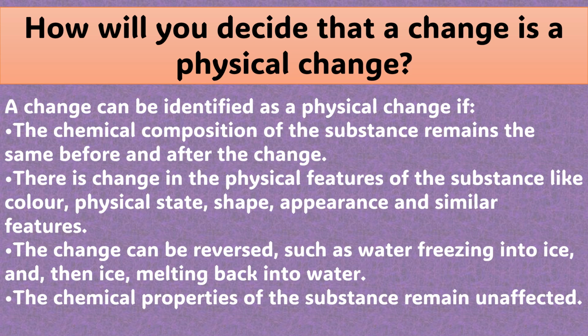Question number 8. How will you decide that a change is a physical change? Answer. A change can be identified as a physical change if the chemistry remains the same before and after the change. There is a change in the physical features of the substance like color, physical state, shape, appearance and similar features. The change can be reversed, such as water freezing into ice and then ice melting back into water. The chemical properties of the substance remain unaffected.